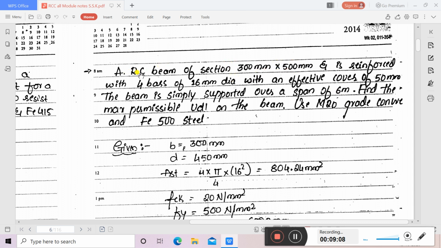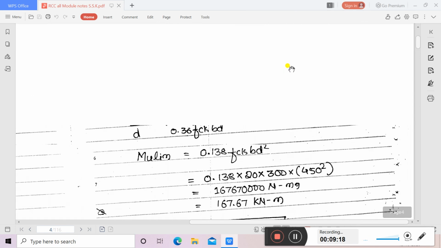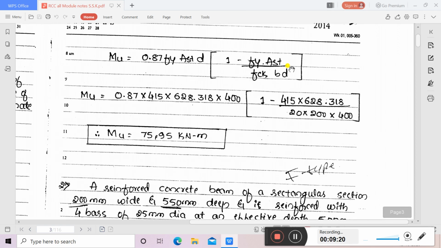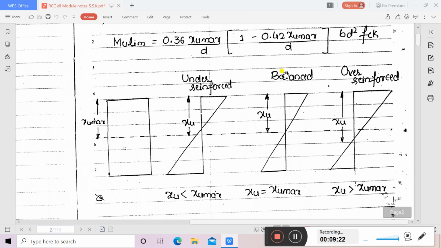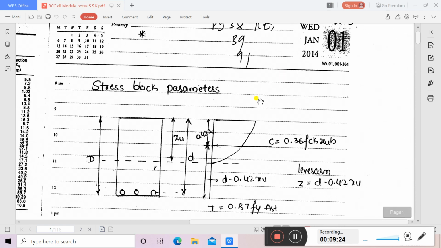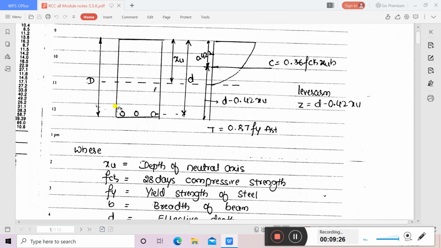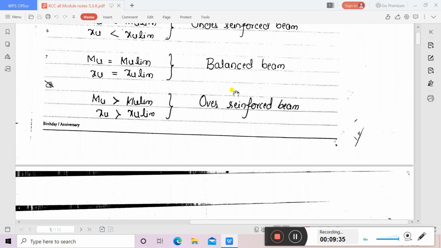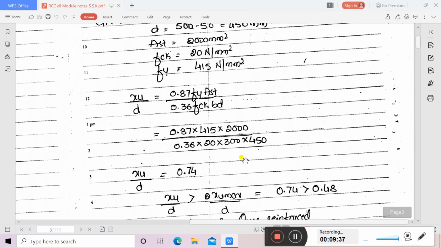You go through this. An RC beam of section 300 mm by 500 mm. He has given the total depth of the beam, keep it in mind. Here we'll switch to the figure. Capital D he has given, whereas when you do the calculation, all you require is small d. This is capital D and this is small d. Just go through that.